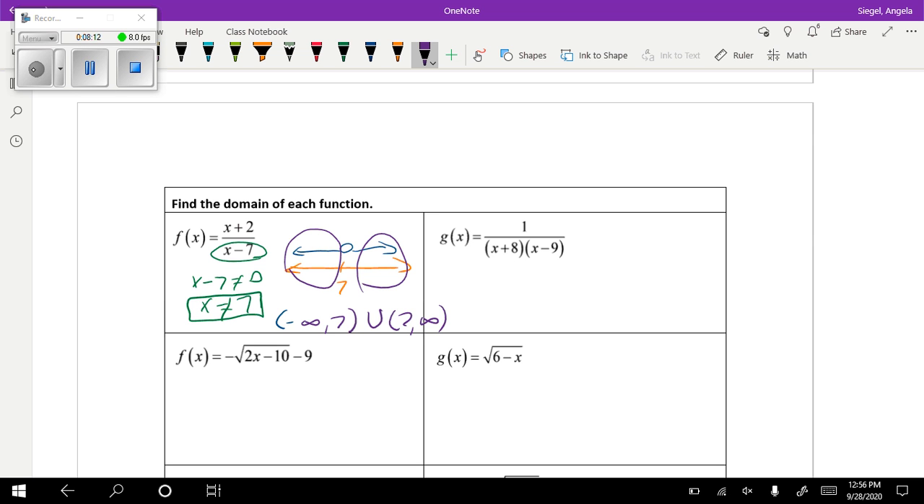That's what's going to show up there. Okay, so same thing here. So hopefully you can see x, if I set this equal to 0, and I set this equal to 0, or not equal to 0, however you want to look at it. Basically, x cannot equal -8. And x cannot equal 9. So those are the 2 things.